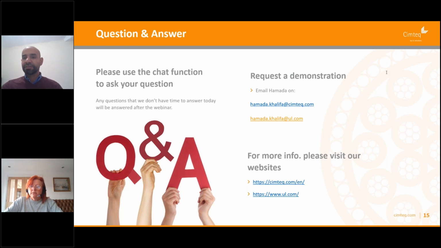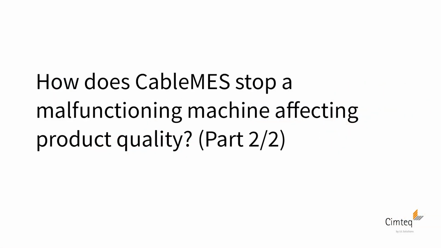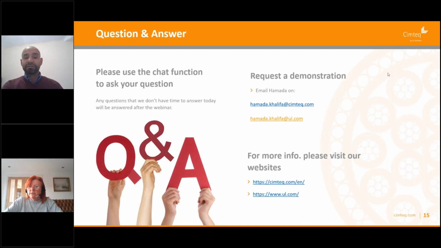I'm just going higher up now, because there are some more higher up. How does CableBuilder attempt to stop the machine affecting the quality of the product? Did you answer this one? No, I can't see that one. Do you want to answer that one? Yeah, you go for it.